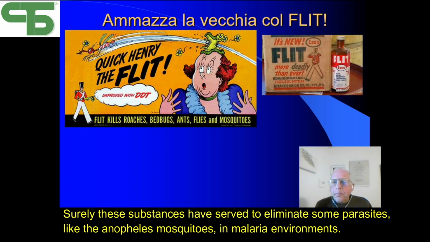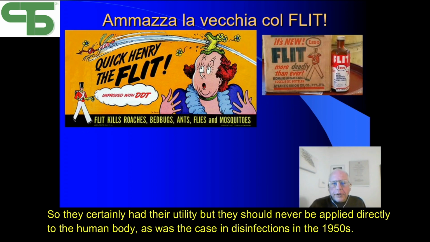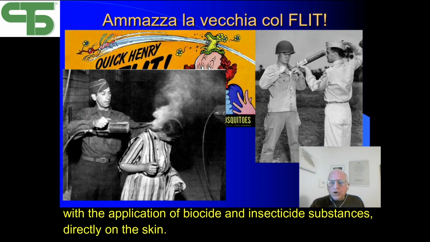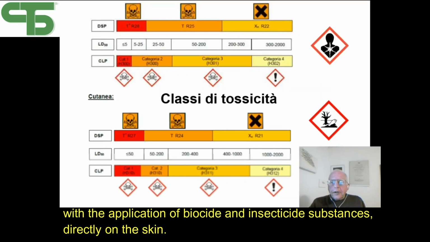Surely these substances have served to eliminate some parasites like the Anopheles mosquitoes in malaria environments. So they certainly had their utility, but they should never be applied directly on the human body, as was the case in disinfection in the 1950s. We can see a heroic American soldier who is being fumigated. Even during the Gulf War, this treatment went on for long periods with the application of biocides and insecticide substances directly on the skin.